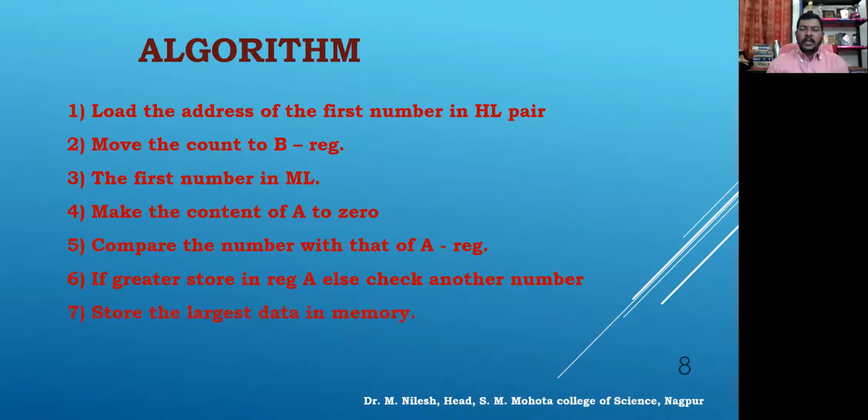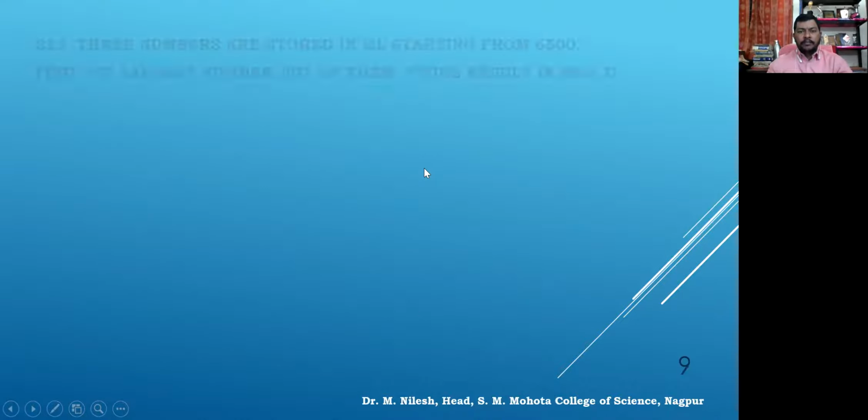Similarly, store the largest data in register D. The program says that we have to store it in register D, and then lastly we will terminate the program. So this is the algorithm that we have to follow. Now let us analyze the program.